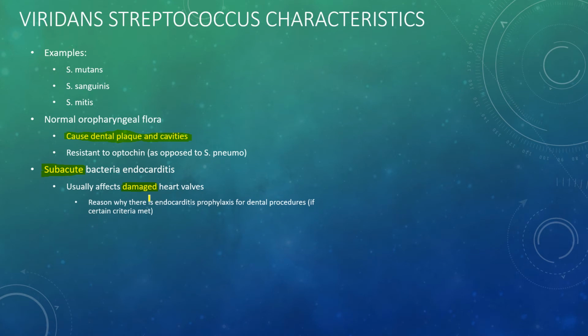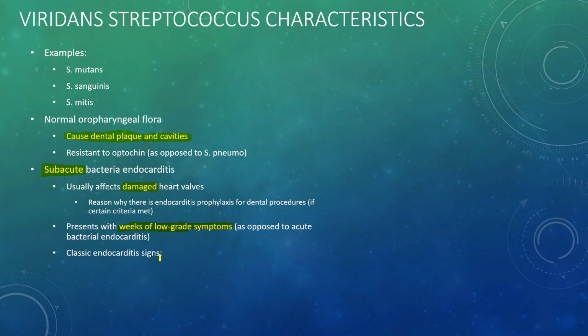So this is the reason why endocarditis prophylaxis is needed for dental procedures if certain criteria are met, because these bacteria affect damaged valves. And we talked about endocarditis prophylaxis on a previous slide in the pediatrics section. So like we said before, it presents with weeks of low-grade symptoms. Alright, so it takes weeks to maybe months, while acute endocarditis takes days to a week.